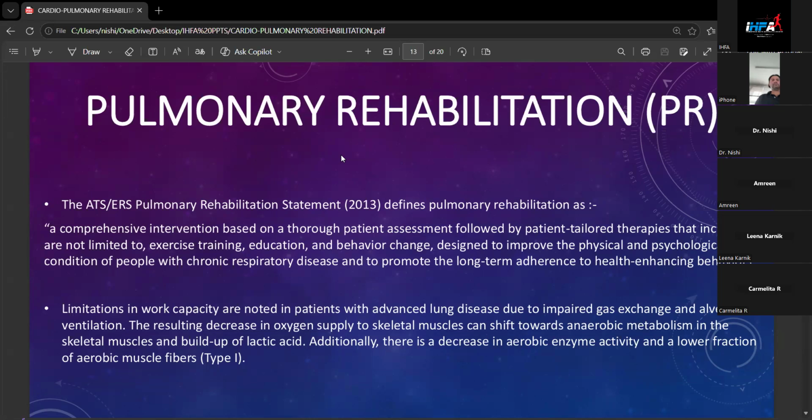No problem. So I think we are clear with cardiac rehabilitation overall, which patients come into the picture, what the different conditions and phases are, and how you have to treat. Now we'll go to pulmonary rehabilitation.